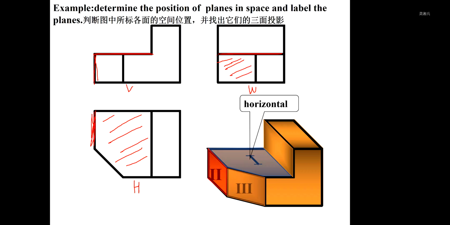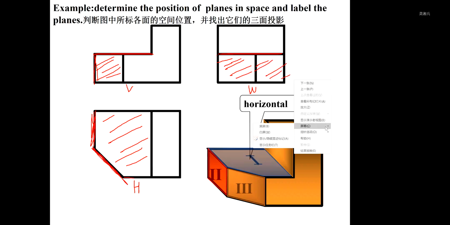Plane 3 is a perpendicular plane. Perpendicular to what? Perpendicular to the H, here. Because it is a perpendicular plane, not a parallel plane, it only has a line in one projection plane, and another projection plane is a shape. So for this direction, this is plane 3. And this line is also plane 3. So this is the answer here.